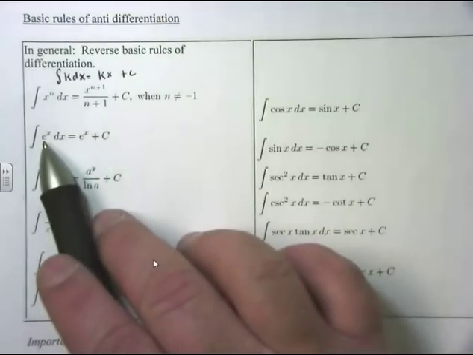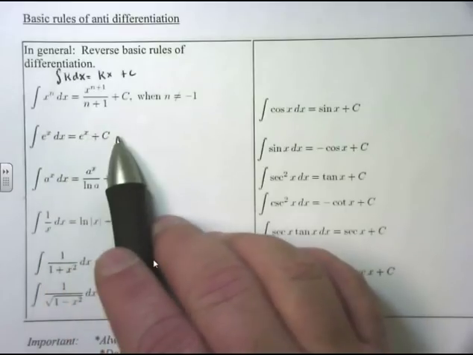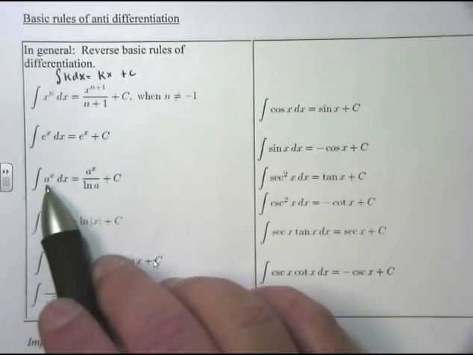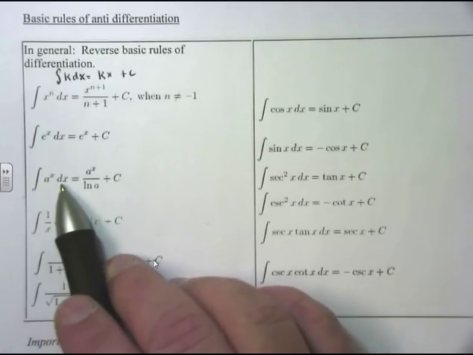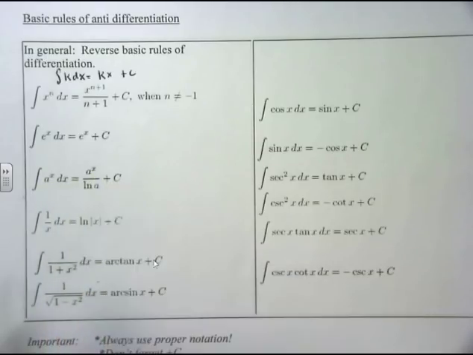So the integral of e to the x dx is e to the x plus c. The integral of a to the x dx, a to the x with respect to x, so x is my variable, would be a to the x divided by the natural log of a plus c.